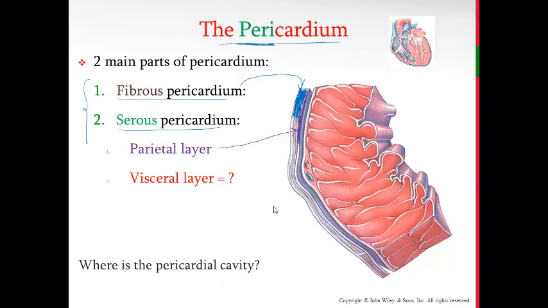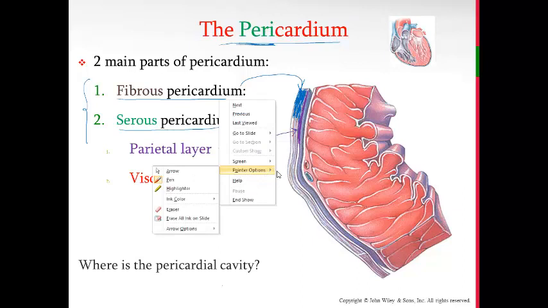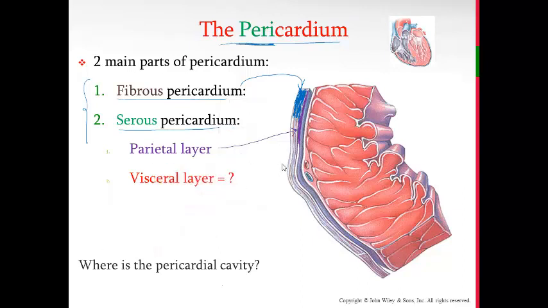Now let me change the color again so I can show you where the visceral layer is. Let's go to red. Now if you follow the red, hope you can see this layer over here is the visceral layer. And so the serous pericardium, in between them is the cavity that we call the pericardial cavity, in here.